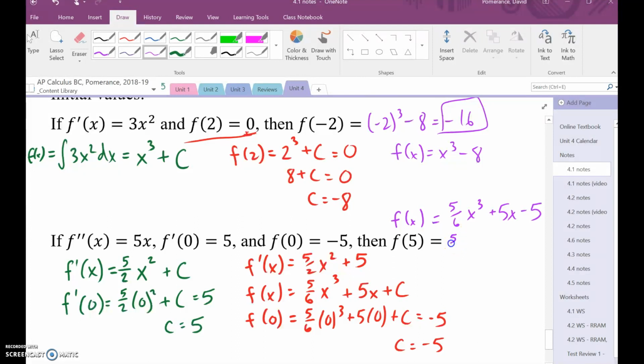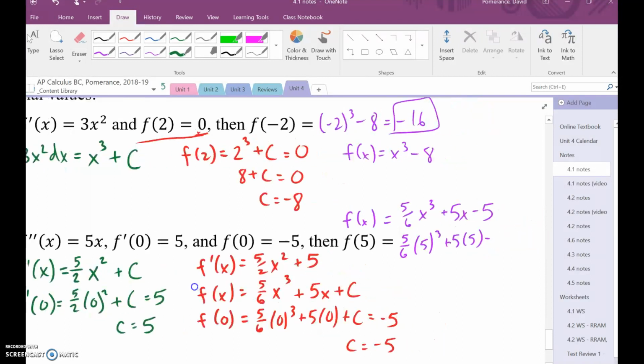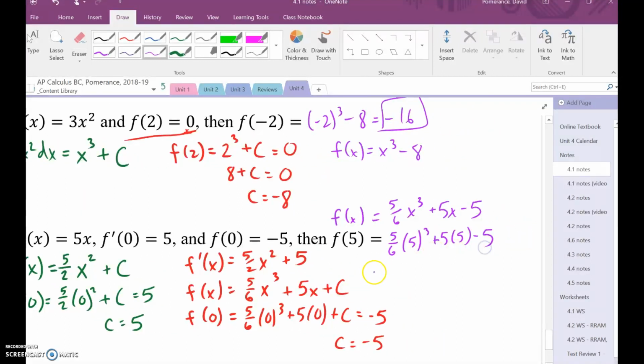So we can just evaluate this. From here, it's just some arithmetic. And we end up with, well, whatever we end up with. This, I guess, is 625 over 6 plus 20 minus 5. And then when we get a common denominator here, we'll get 625 plus 120 over 6, or 745 over 6 should be our final answer.